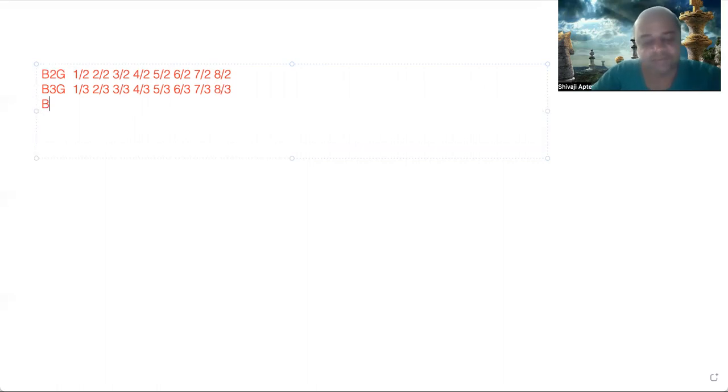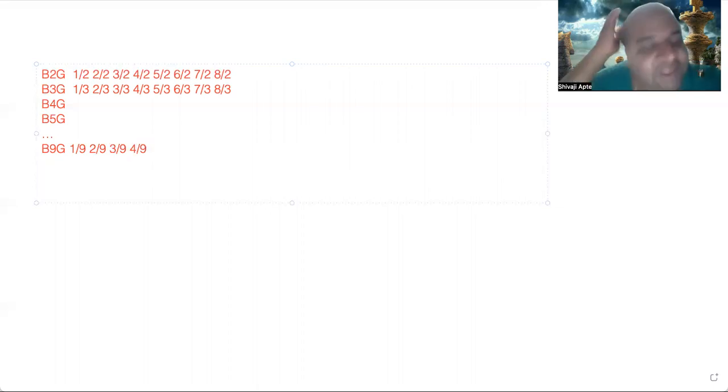So similarly, B4G will have everything divided by 4. B5G will have everything divided by 5, and like this. What does G stand for? B is bus, and G is guests. These are all guests trying to get into the hotel, right? So B9G will be 1 by 9, 2 by 9, 3 by 9, 4 by 9. Each one of them is infinite, because though the denominator is the same, the numerator can keep increasing. So there are infinite guests in each bus.